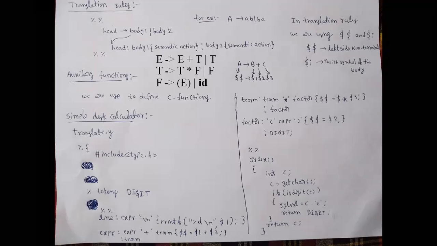Okay, so we are taking one example. We need to understand what the declaration is, what the translation rules are, and what the auxiliary functions are. So here we are using a simple desk calculator. So this is the example to construct with the YACC tool. Okay, so here the file name is translate.y. What is the extension for the YACC program? That is dot y. So this is the YACC program. Why? Because it has the dot y extension. Okay, that is a YACC program.